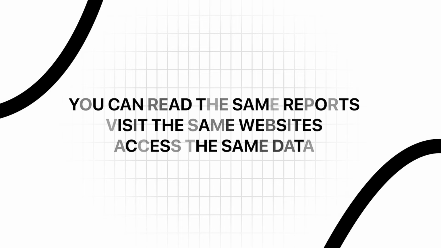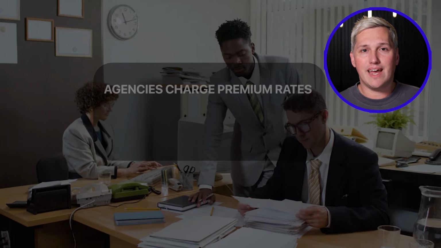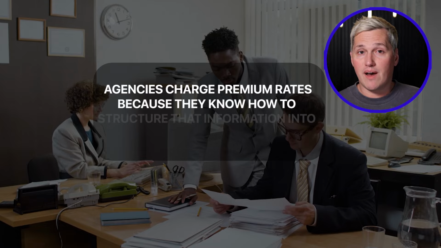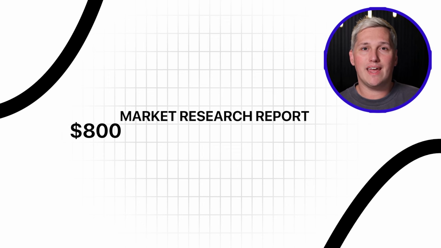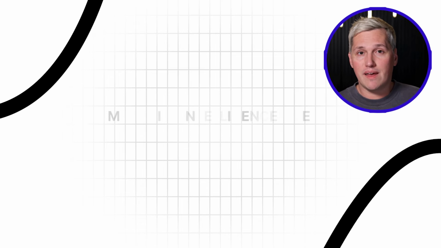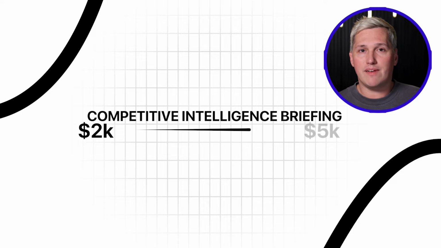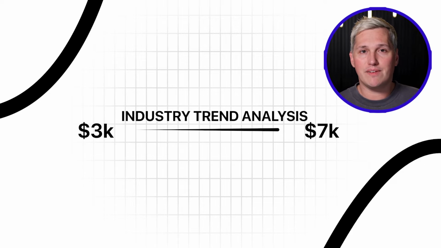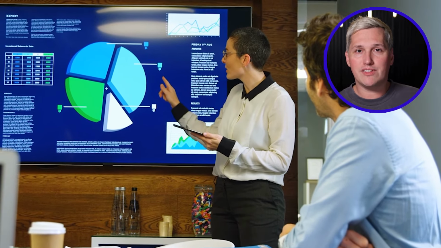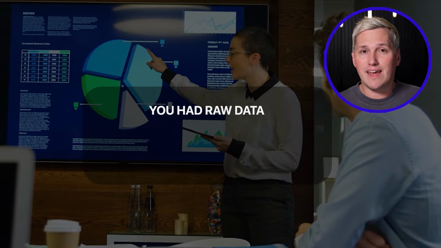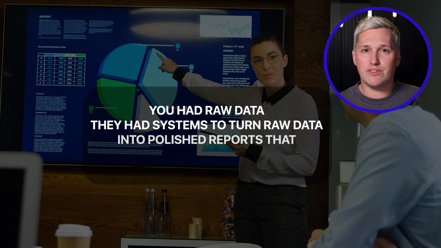Now, here is the problem this solves. Freelancers and solo creators have always had access to the same information as agencies. You can read the same reports, visit the same websites, access the same data, but agencies charge premium rates because they know how to structure that information into professional deliverables. Market research reports typically command $800 to $3,000 in the consulting space. Competitive intelligence briefings run $2,000 to $5,000. Industry trend analysis, $3,000 to $7,000 depending on depth and sector. The gap was never information access. The gap was presentation infrastructure. You had raw data. They had systems to turn raw data into polished reports that executives trust.